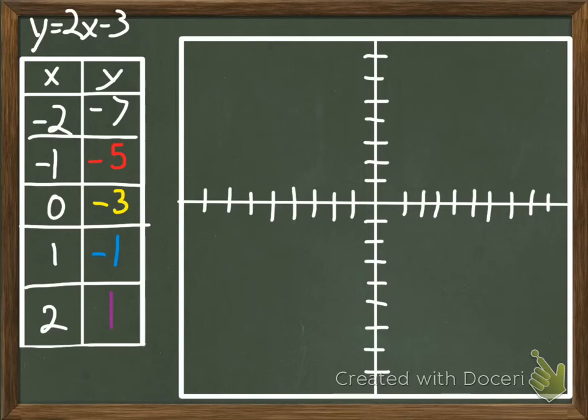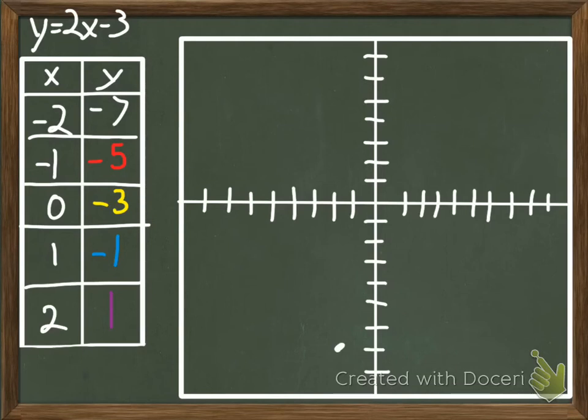Alright, now we're going to graph it here on the XY plane. So we're going to start. We have negative 2, negative 7. So I go left 2, down 7. 1, 2, 3, 4, 5, 6, 7. Put my white dot.